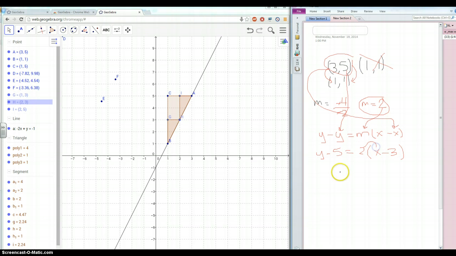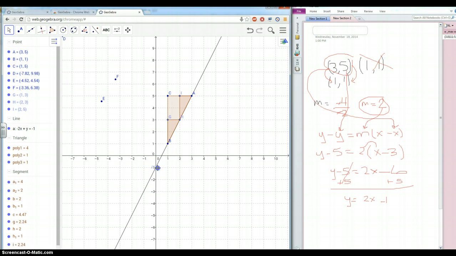Then you distribute that 2. You're going to get 2x minus 6. And last step is to add 5 to both sides. These cancel out. So you're going to get y is 2x, and -6 plus 5 is -1. And as you can see over here, right here, you get -1 as your y-intercept, like we said right here, okay? And the slope is 2. So this is the equation of that line.